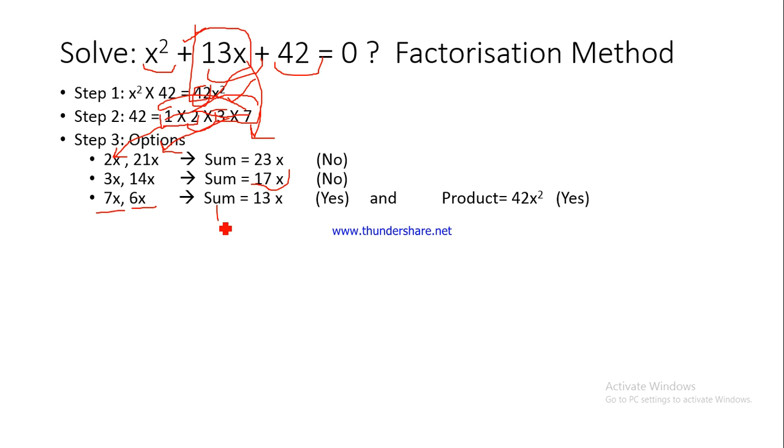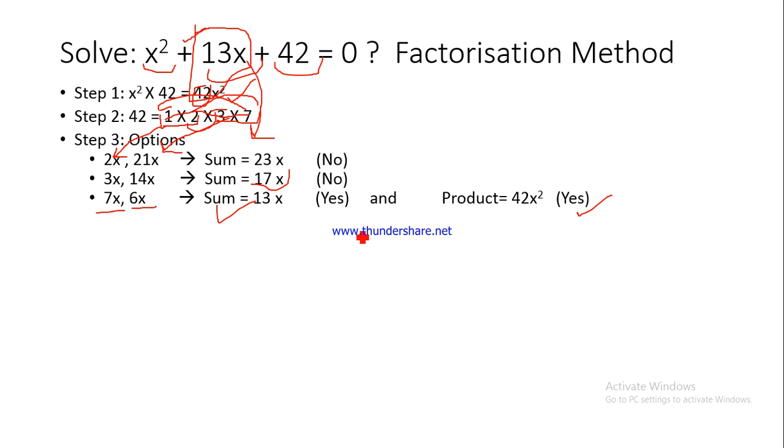Now the sum is also 13x. That is perfectly fine. This is what we wanted. And the product has got to be 42x square, because after all we are using the factors of 42 only. So the sum is perfectly fine, and the product is also of course fine. So now this is how I have to break down the middle term.